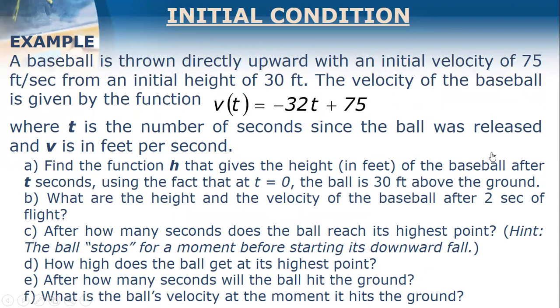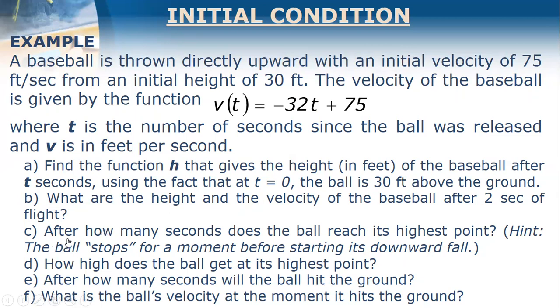where t is the number of seconds since the ball was released and v is in feet per second. Question A: find the function h that gives the height in feet of the baseball after t seconds, using the fact that at t equal to 0, the ball is 30 feet above the ground. This is our initial condition. Letter B: what are the height and the velocity of the baseball after 2 seconds of flight?